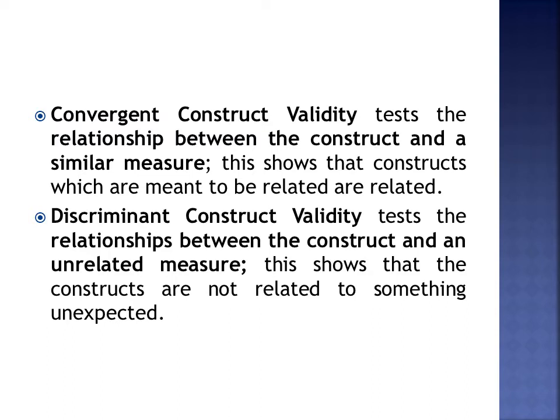Now let's define the discriminant construct validity. Discriminant construct validity tests the relationship between the construct and an unrelated measure. This shows that the constructs are not related to something unexpected. So discriminant construct validity differs from convergent validity. Let me give you an example. Again, your construct is intelligence, so you created an intelligence test. Here's what you're going to do.